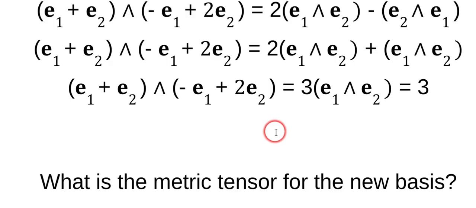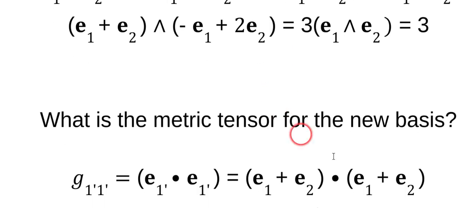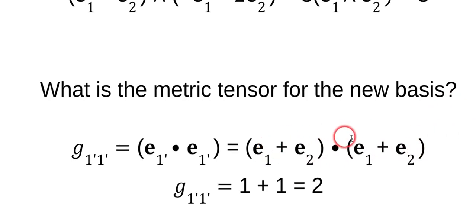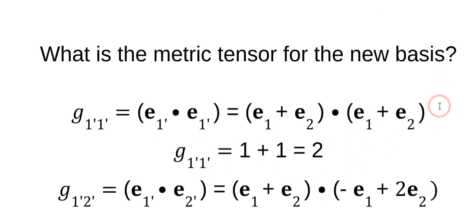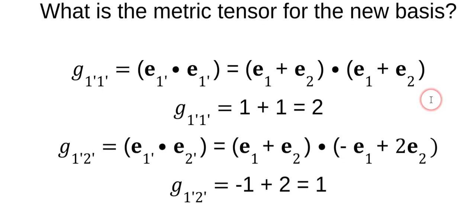So what is the metric tensor in the new basis? All right. Well, we know how to do this. We've done it many, many times. So G1 prime 1 prime is E1 prime dot E1 prime. You remember the rules. E1 dot E1 is 1. E1 dot E2 is 0. E2 dot E1 is 0. E2 dot E2 is 1. All right. So G1 prime 1 prime is 2. We use the same rules here. For G1 prime 2 prime, we get 1.